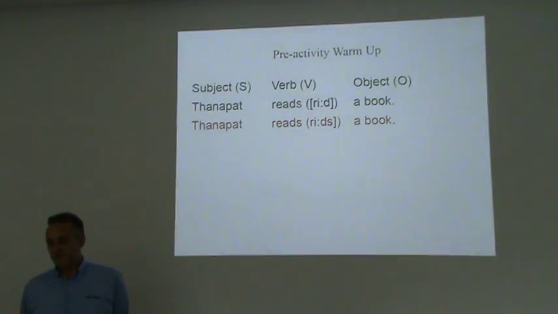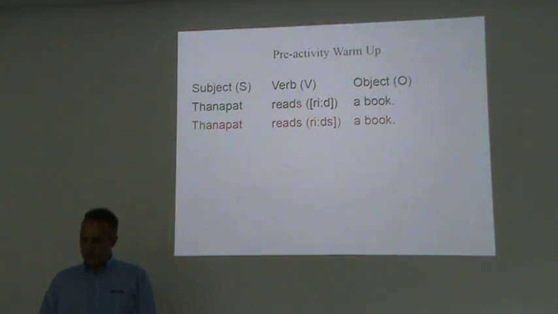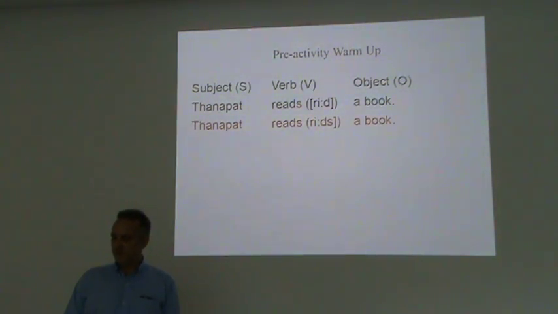And then the teacher elicits what is wrong with the sentence, as in, the subject and verb do not agree. And the teacher then elicits the correct version from the students, and writes this down on the board. "Tanapat reads a book."